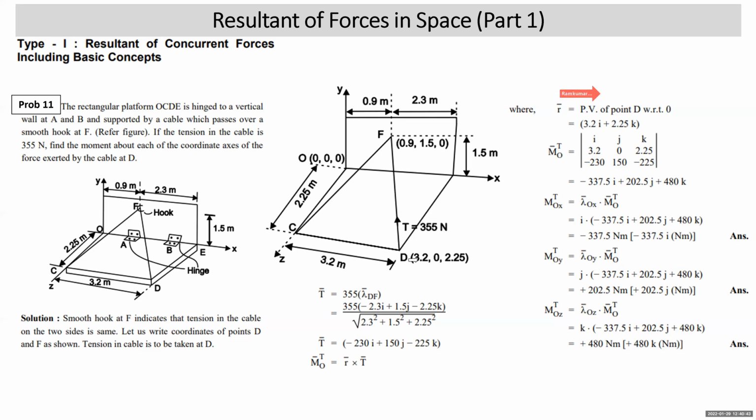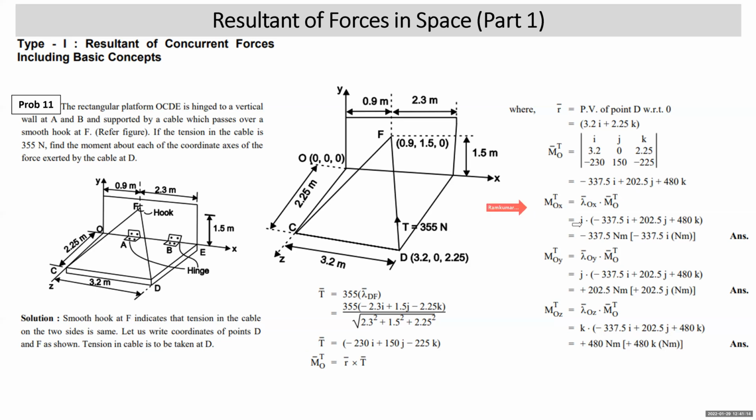So D minus O: 3.2 minus 0, 3.2 i; 0 minus 0, 0 j; 2.25 minus 0, 2.25 k. Now the moment of T about O. i, j, k, these are the position vector coefficients: 3.20, 2.25, and the tension in vectorial form minus 230, plus 150, and minus 225. On using the calculator, you get the moment of T about O, that is minus 337.5 i plus 202.5 j plus 480 k.